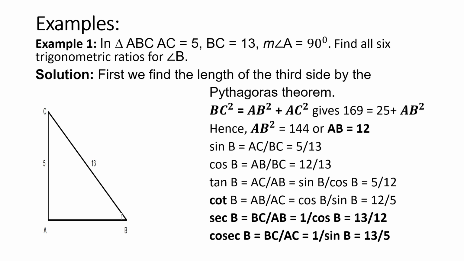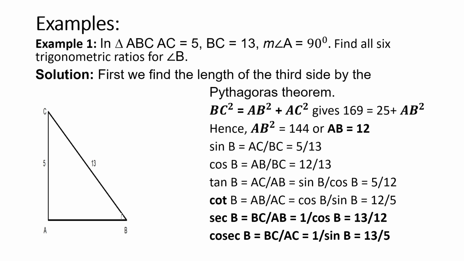Tan is basically sine upon cos, correct? So it is equal to AC, the opposite side, upon AB, the adjacent side. As I told you, if you remember sine and cos, other things will follow. Tan is sine upon cos, or 5 by 12. Cot is cos upon sine, correct? Or adjacent side upon the opposite side. So it is AB upon AC, 12 by 5.